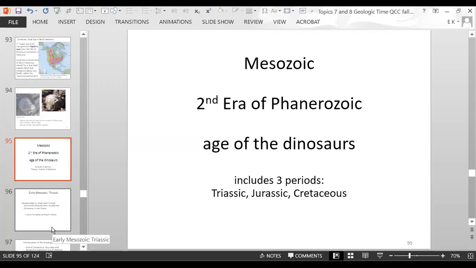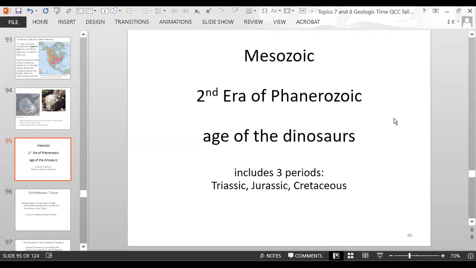Then we have the Mesozoic, and that's the second era of the Phanerozoic. This is the age of the dinosaurs. This includes the Triassic, the Jurassic, and the Cretaceous periods.